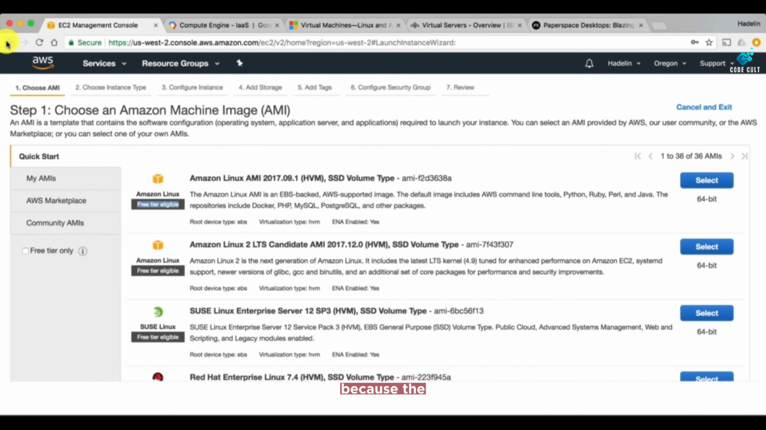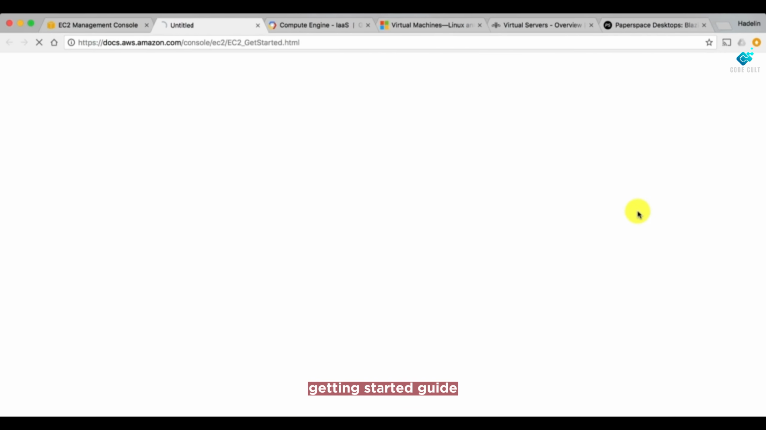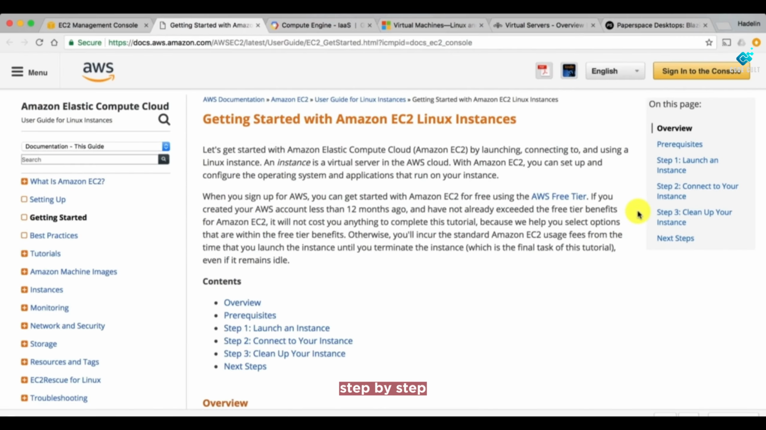Well, no worries, because the quick start guide, which is actually right here, the getting started guide, will explain step by step which one you must choose to start. So they will tell you exactly the one, and then inside this one, they will guide you step by step. And you can see actually the steps here. Step 1, launch an instance. Step 2, connect to your instance, which is exactly what I was talking about, connecting to a virtual machine, a virtual server. And then step 3, you need to clean up your instance. And then you have some next steps.